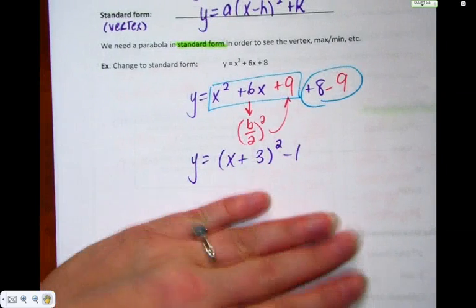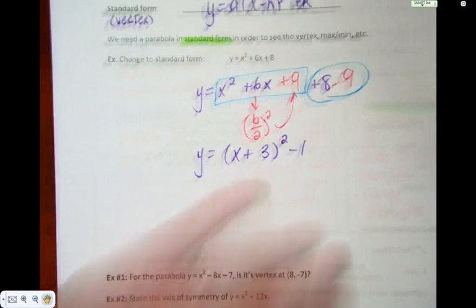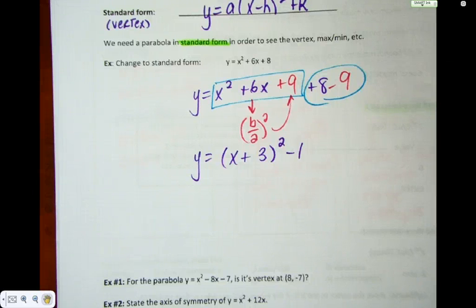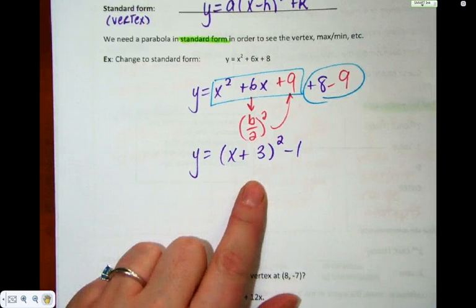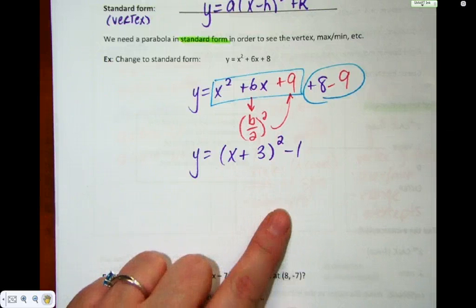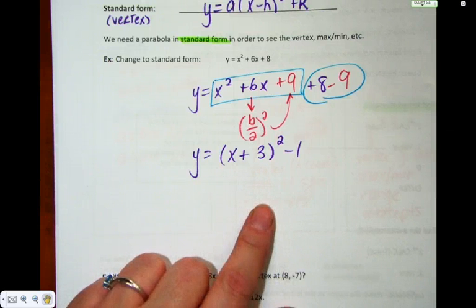You still with me up to this point? Yes. We stop now. We don't need to go ahead and solve it. That's what we did last unit. But this question isn't going to say solve. This might say find the vertex or find the axis of symmetry. Well, what's the vertex of this? Negative 3, negative 1.